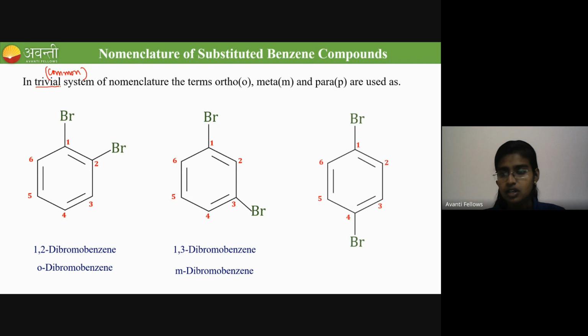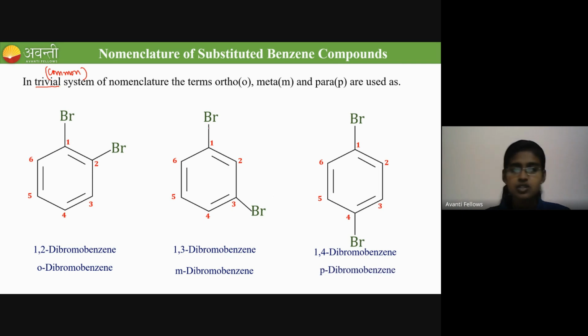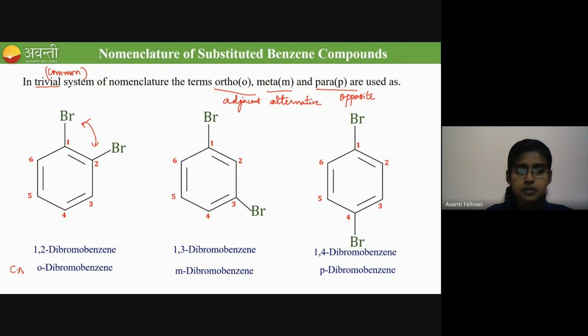Yeah, Vidyashri, good. Now if two bromines are opposite, 1,4-dibromobenzene is the IUPAC name and para-dibromobenzene is the common name. So ortho means adjacent. You can see two groups are adjacent to each other, and meta means it is alternative, and para denotes opposite. So adjacent, alternative, and opposite. These things we are using in the common name. So this is the common name list, and these are your IUPAC. Okay.